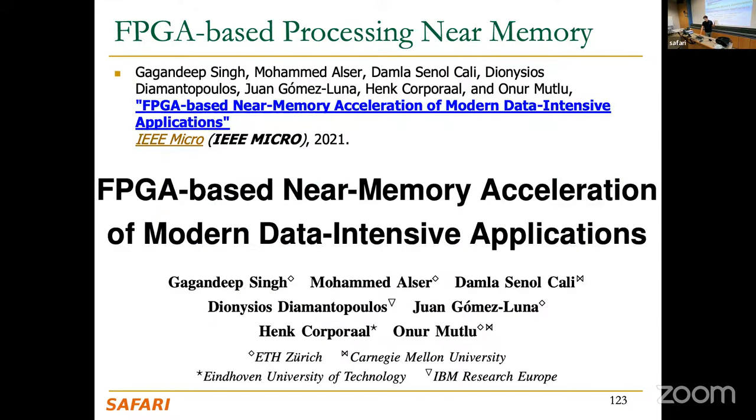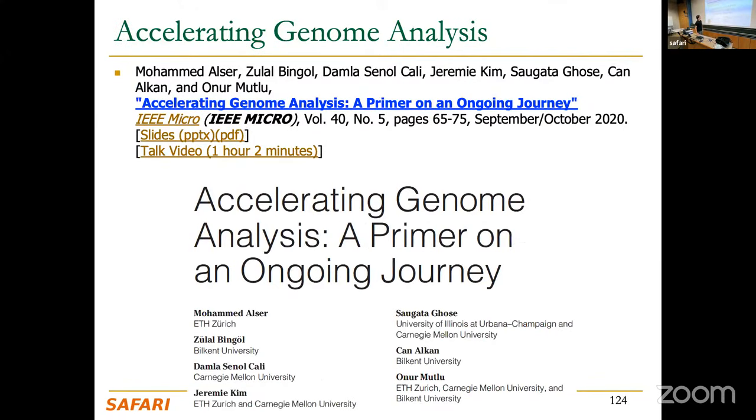And here it's one more work on FPGAs with HBM memory for other data intensive applications. I mentioned climate modeling first, but also bioinformatics. This is one example. And by the way, about bioinformatics, for now this is a recommended reading. It's a good introduction to bioinformatics, and probably will be one of your required readings at some point: Accelerating Genome Analysis, a primer on an ongoing journey.